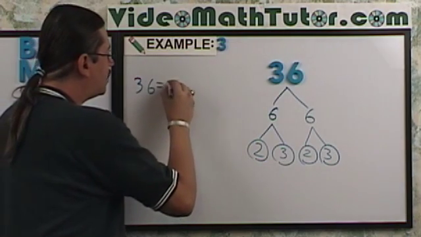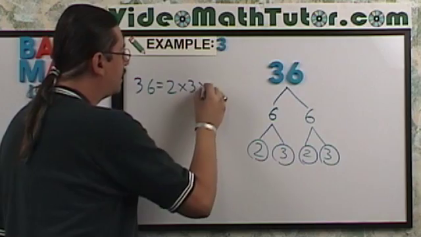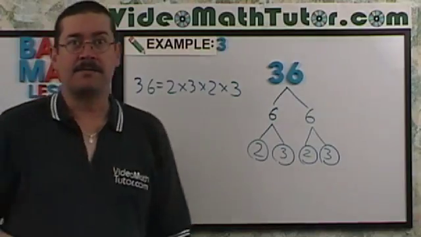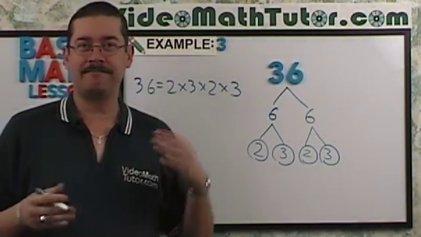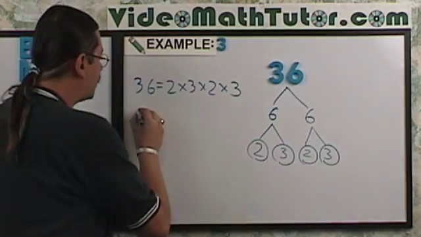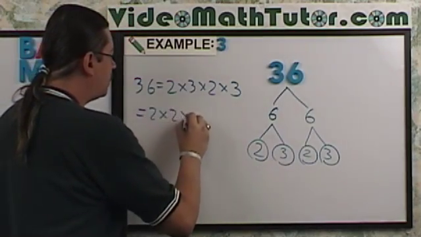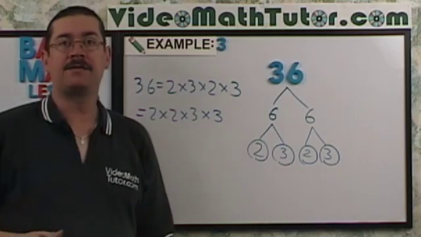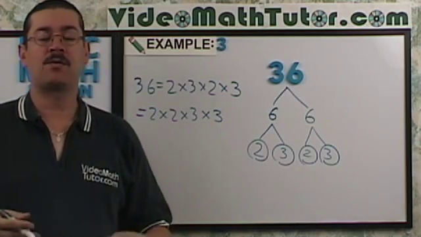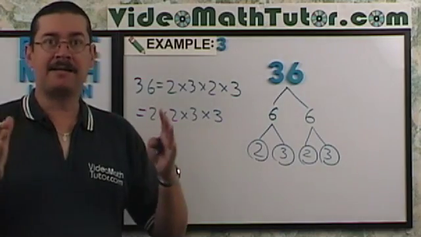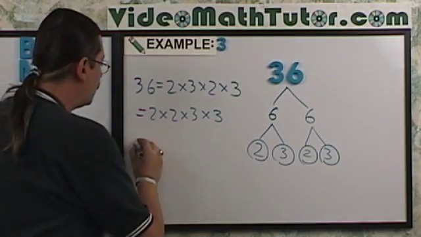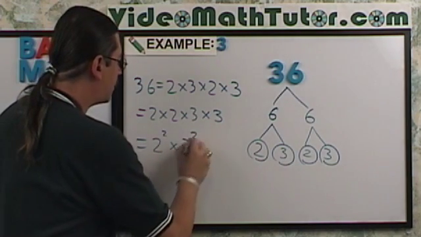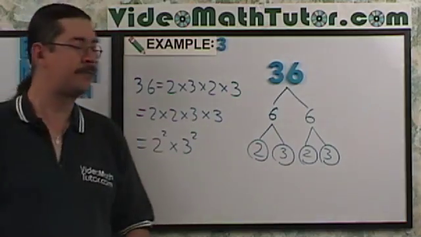36 is the same as 2 times 3 times 2 times 3. Now that's an answer, but traditionally we like to keep things in numerical order. So I'm going to rewrite that as 2 times 2 times 3 times 3. That is an answer. Now, some textbooks or professors want you to compact this using exponent notation. So another way of writing this is 2 squared times 3 squared. So either one is acceptable.